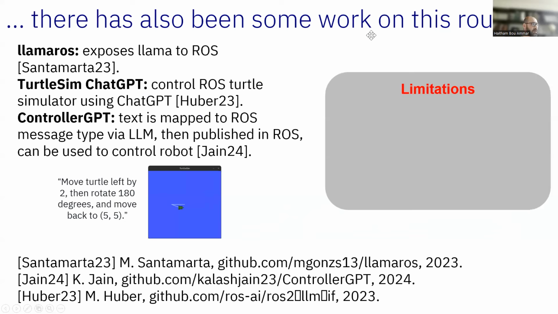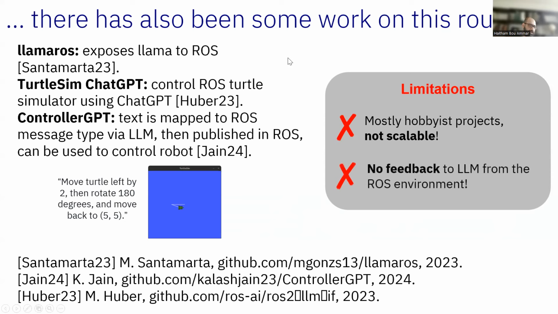Now, while these methods are great, the limitation, to be honest, is that mostly these are people interested in connecting large language models to ROS. So they did these things, but they're kind of hobbyist projects and not very scalable. And the other thing we noticed is that there's no direct feedback from ROS to the large language model, or to the agent based on the large language model, for it to better plan and ground itself, right? So that's what we try to eliminate in the framework we have created.